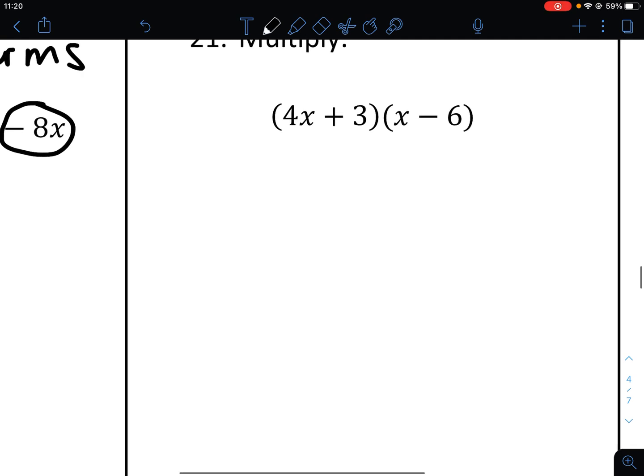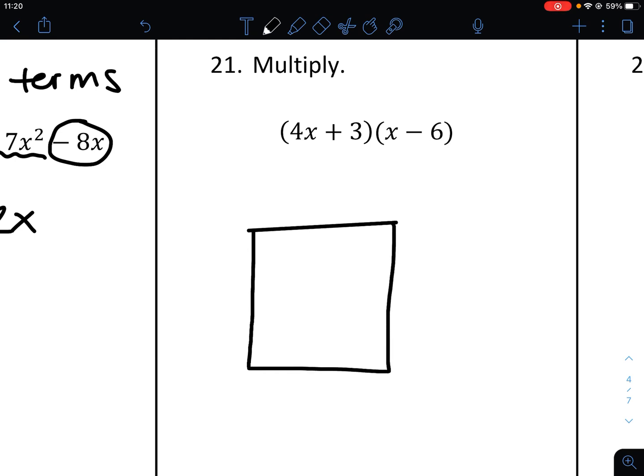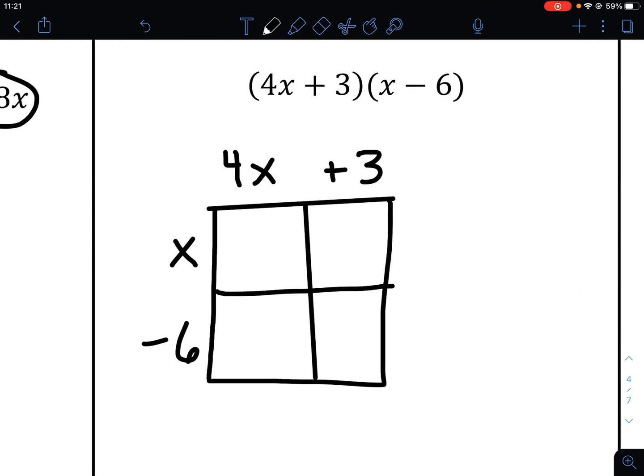Number 21 has us multiplying. Since this is a polynomial times a polynomial, I'm going to set up my multiplication table to organize things. I'll put the first binomial on the top, 4x plus 3, and the second binomial on the side, x minus 6. You can switch the top and the side. You can even put things on the bottom and the right, but just to be consistent, I like to always do it in that order.